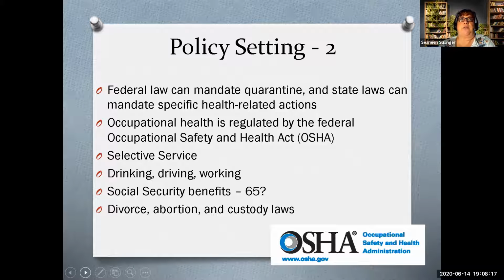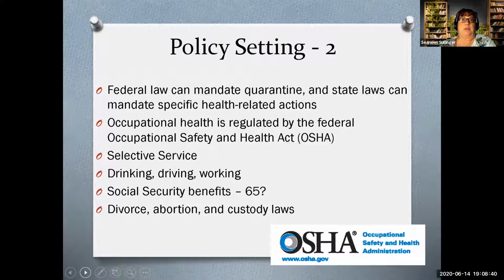So the federal law can mandate quarantine. Again, it was interesting because I've done this presentation for probably 6 years, and this is the first time that when I've gone over this slide, we're in a quarantine. So the federal law can mandate quarantine and specific health-related actions for the protection of its people, of its citizens.